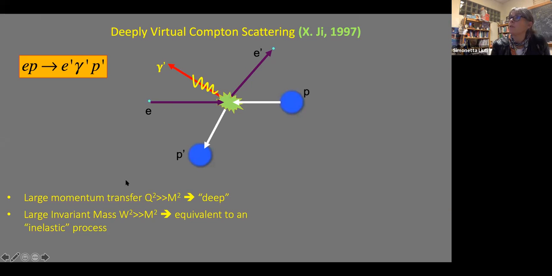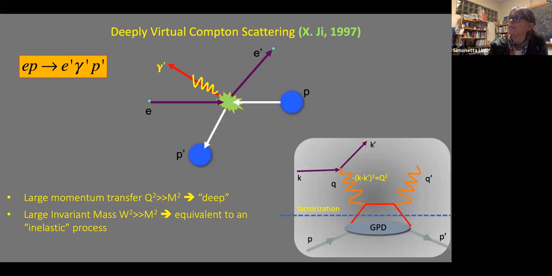We know that this is a process that is deep in the sense that it involves a large momentum transfer, and it also involves a large invariant mass at the same time. Even if the proton comes out intact, the final state invariant mass is large, and so this is not an elastic process. It is a very specific feature of this process that makes it interesting.